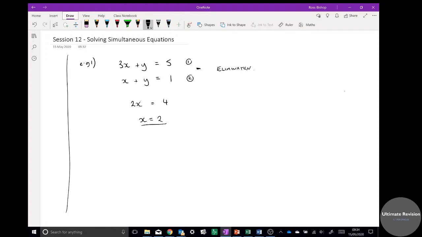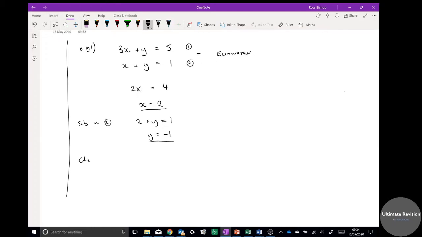Okay, I can then substitute that back into any one I want. I'm going to substitute that into the second one because it's just easier to deal with. So I get 2 plus y equals 1. Y is going to equal -1. Okay, I can always check in the top equation. I get 6 minus 1 equals 5. So check in 1, and I've done that in my head, and that works. So I know that those are my answers. X is 2, y is -1. That's the elimination method. Don't forget about that method when we look at the more advanced ones coming up.